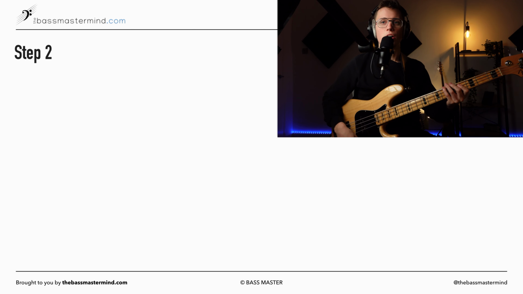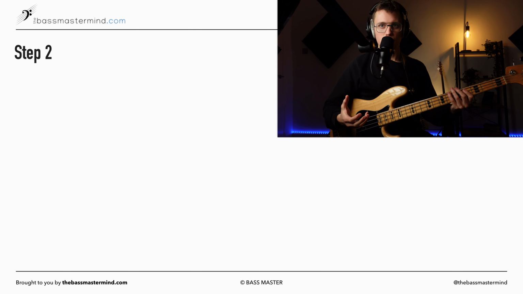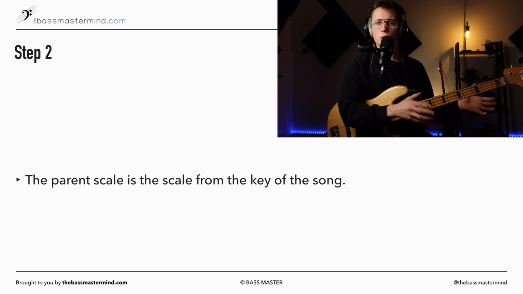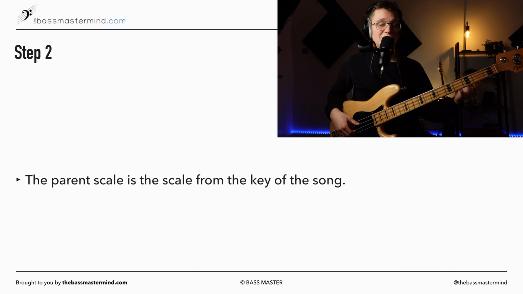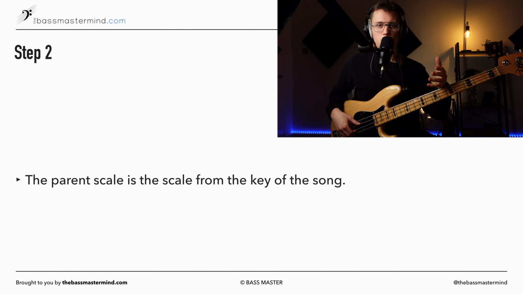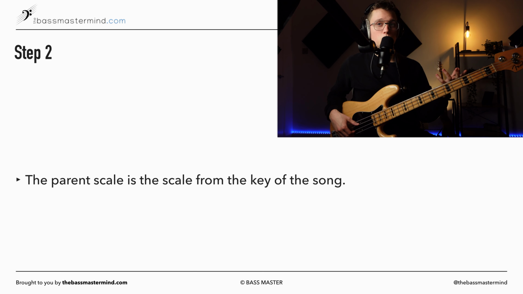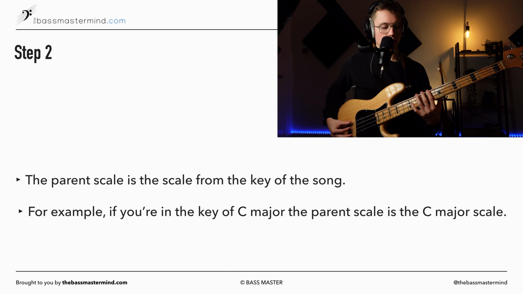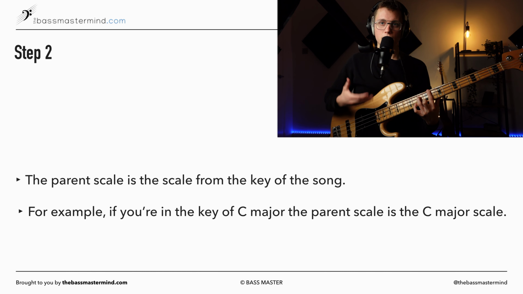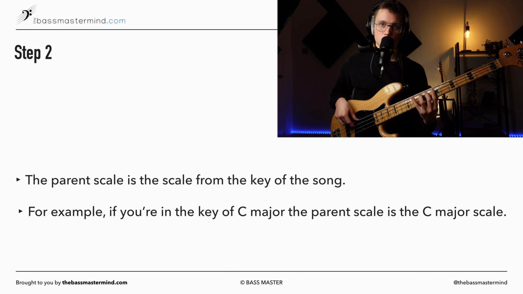Step 2 is to find what's called the parent scale. And you're probably asking, what is a parent scale? Well, the parent scale is the scale from the key of the song. It's essentially the scale from which all the other scales in the key are derived from. This could also be called the primary scale. So for example, if you're in the key of C major, the parent scale is just the C major scale.